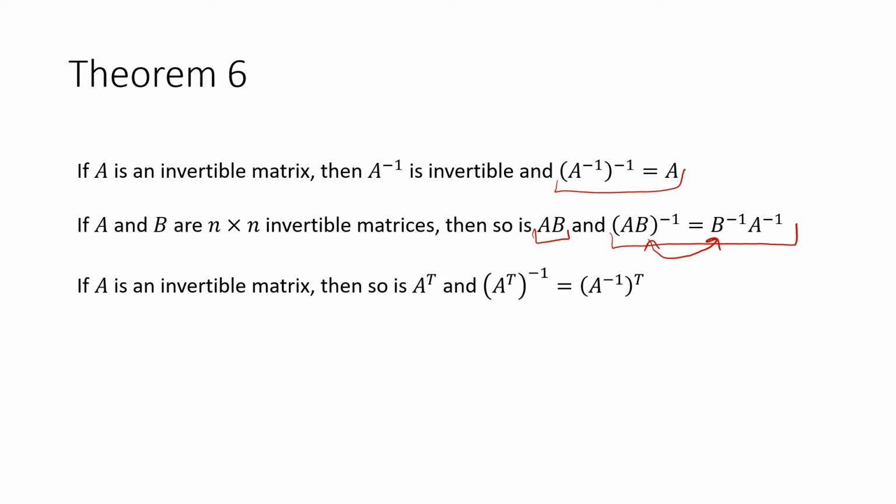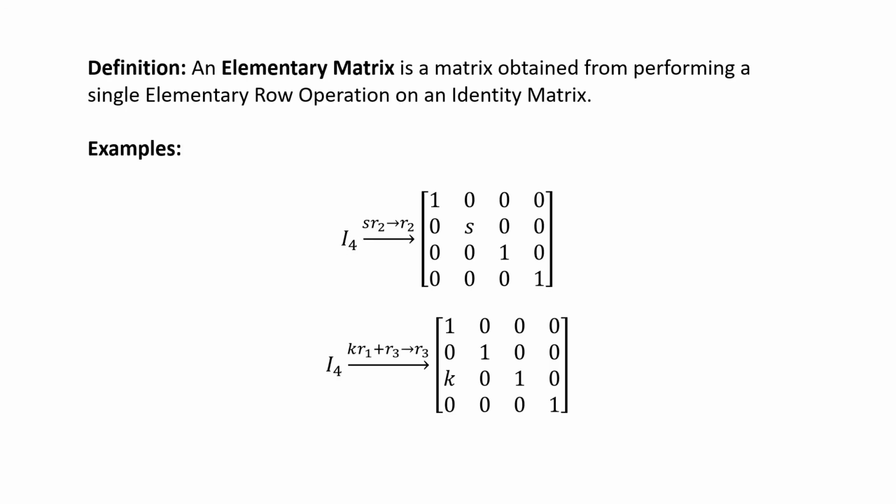Third one is if A is an invertible matrix. Here we're combining the idea of transpose. The transpose is also invertible when you flip the rows and columns. And A transpose inverse is equal to A inverse transpose. So in other words, if you have inverses and transposes, you can do them in whatever order you want. You're going to come out with the same answer. Okay, that's the idea of inverses.